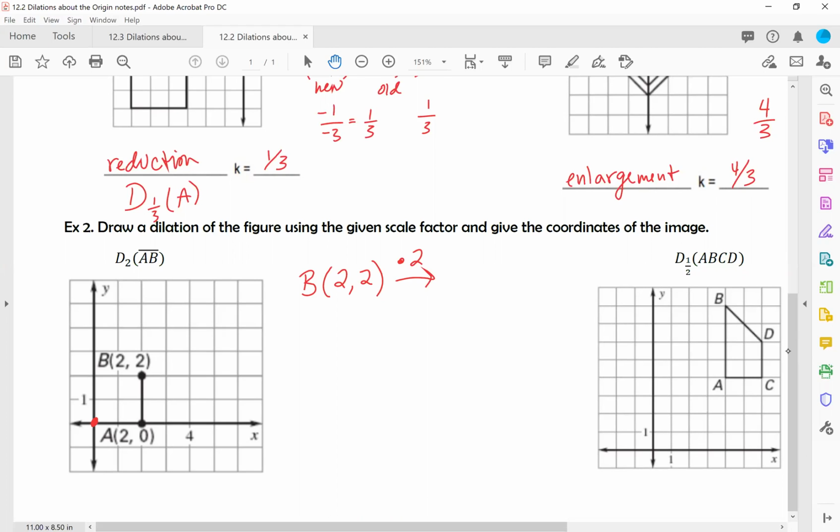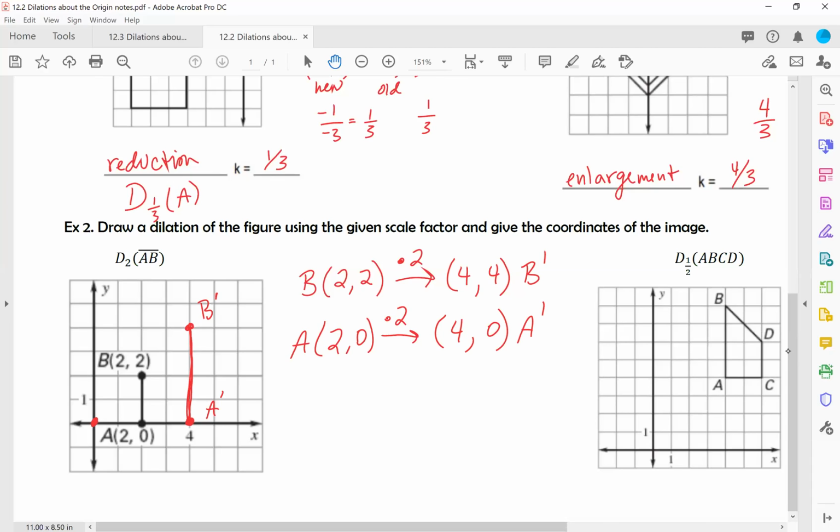So 2 times 2, our new point will be 4, and 2 times 2 again, 4. So that's our B prime at 4, 4. So over 4 and up 1, 2, 3, 4. So there's B prime. And now A prime. A is originally at 2, 0, and again, you're going to multiply by 2. So 2 times 2 is 4, but 0 times 2 is still just 0. So A prime is at 4, 0. So right there, A prime.